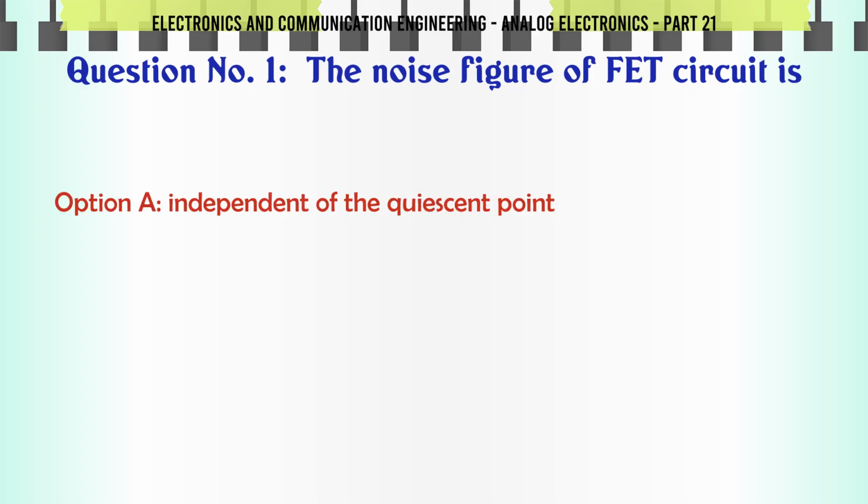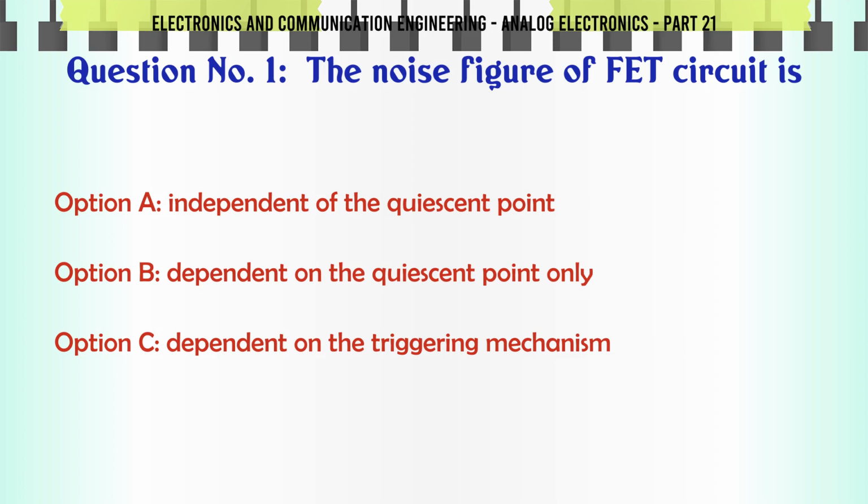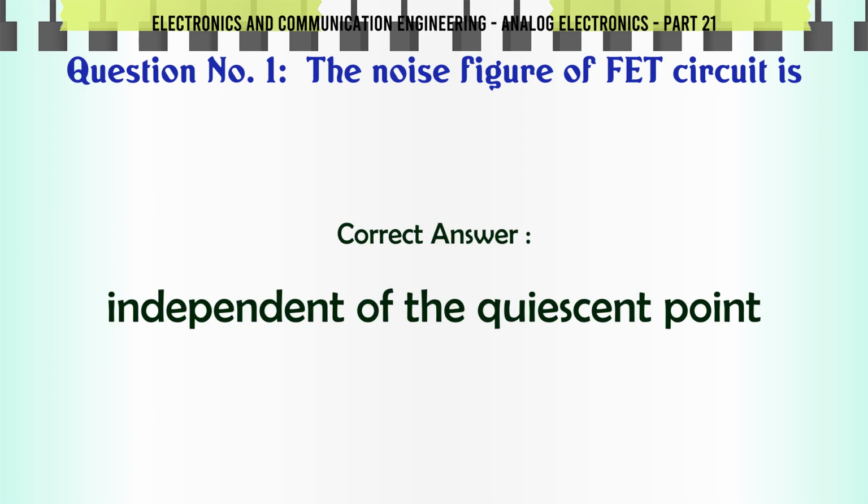The noise figure of FET circuit is A. Independent of the quiescent point. B. Dependent on the quiescent point only. C. Dependent on the triggering mechanism. D. Independent of all above. The correct answer is independent of the quiescent point.